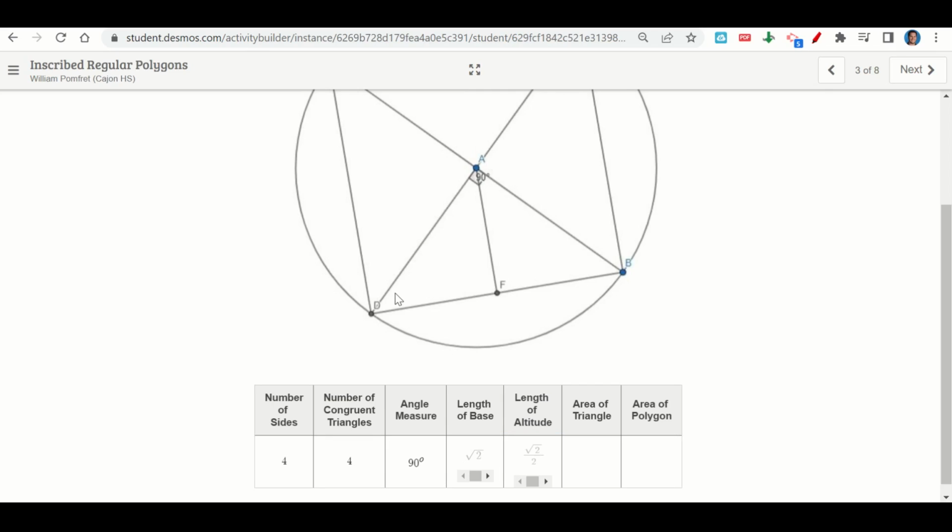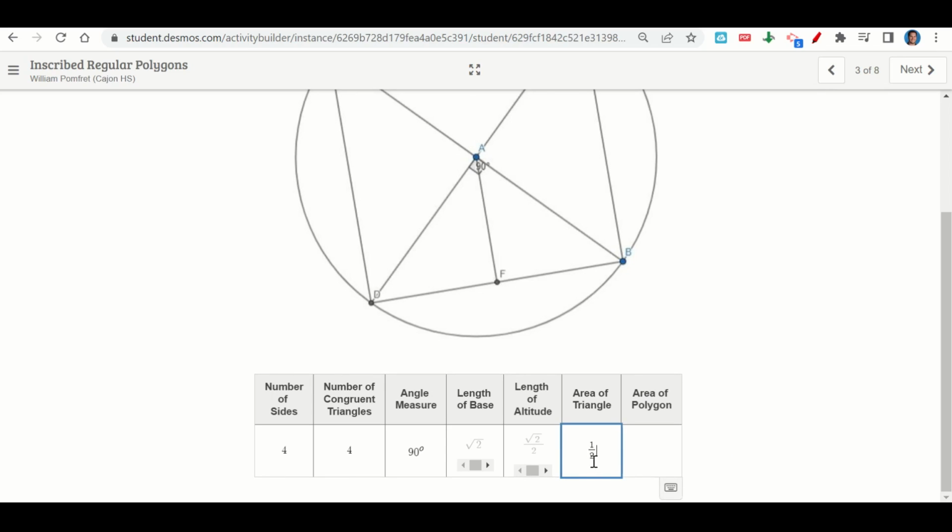Then we'll find the area of one of the triangles. Remember, the area of the triangle is 1/2 the base, which is here, times the altitude or the height, which is here. So we multiply this out, and we multiply 1/2 times square root of 2, which is just square root of 2 over 2, times square root of 2 over 2, and we get 2 over 4, which is just 1/2, or we can say it as 0.5.